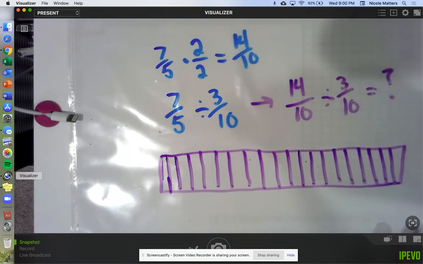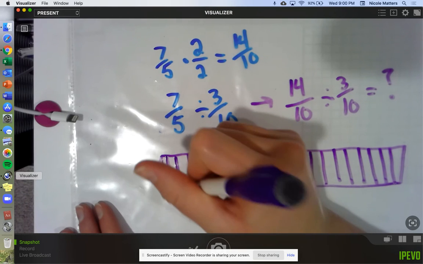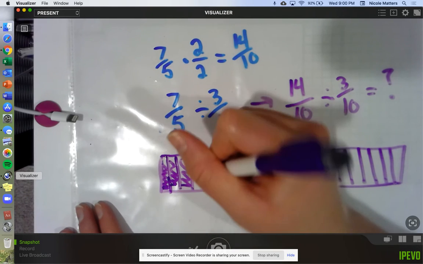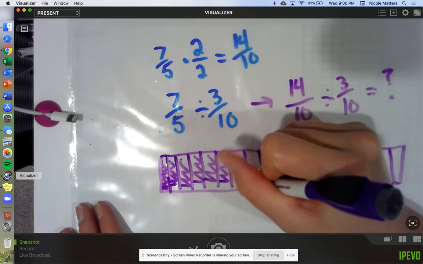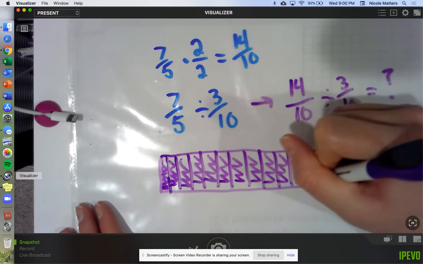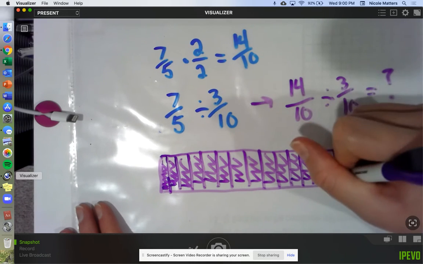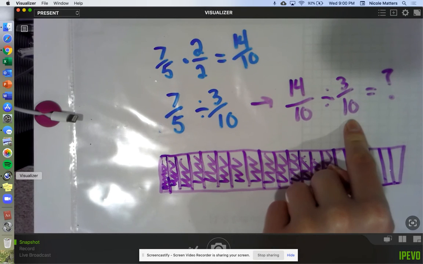So now I need to shade in 14 of those tenths. I have 20 tenths right here. So 1, 2, 3, 4, 5, 6, 7, 8, 9, 10, 11, 12, 13, 14. All right, I'm done using my dividend right now. Now I need to see how many groups of 3 tenths I can make of the shaded squares. My divisor is telling me that.